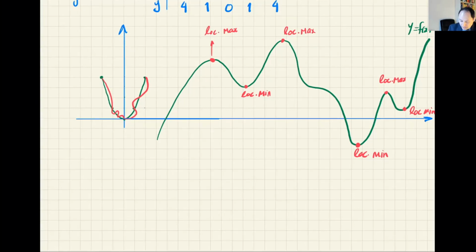Something interesting happens here. I hope this picture is not exact, but you can see that even though this is a local maximum, if I just continue this line, this point is a local maximum, but it is still lower than the local minimum. So I want you to fix this.